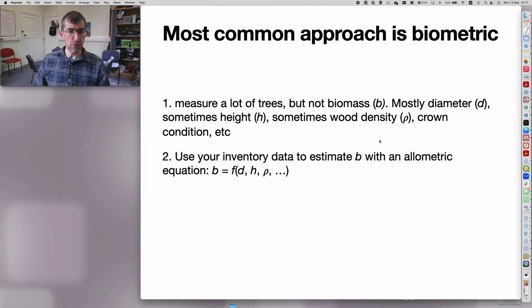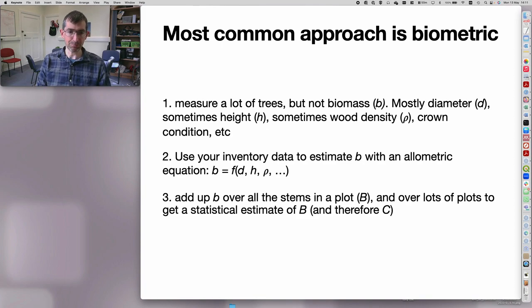And then using the allometric equation of biomass, it's a function, that's what the F means there, of diameter, height, wood density, things like that. And you can look that bit up from the literature. And different allometric equations will ask for different things. Some will just be diameter, some will be diameter and height, some will include wood density. The most popular ones have a mixture of those three variables.